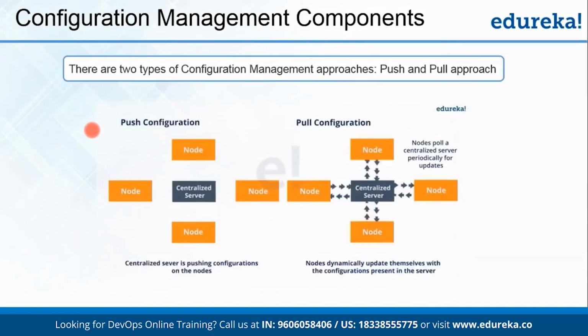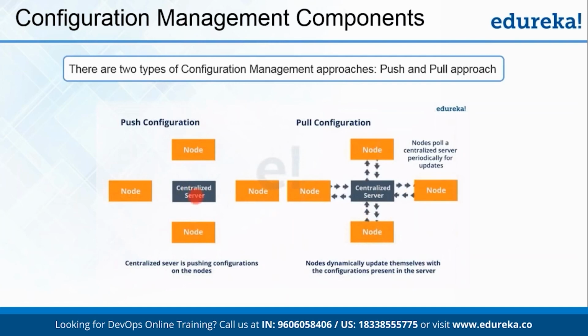Now there are two types of configuration management approaches. One is push configuration, another is pull configuration. All right. Let me tell you push configuration first. In push configuration, what happens, there's one centralized server and it has all the configurations inside it. If you want to configure certain amount of nodes, all right, say you want to configure 4 nodes as shown in the diagram. So what happens, you push those configurations onto these nodes. There are certain commands that you need to execute on that particular central location, and with the help of that command, those configurations which are present will be pushed onto the nodes.